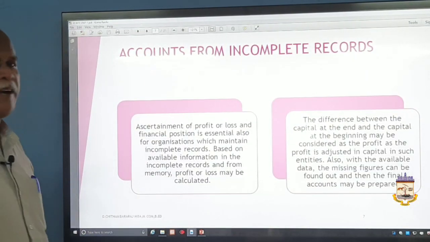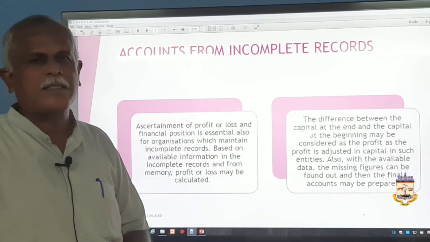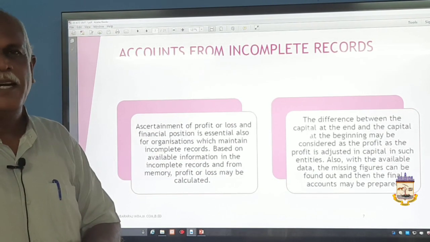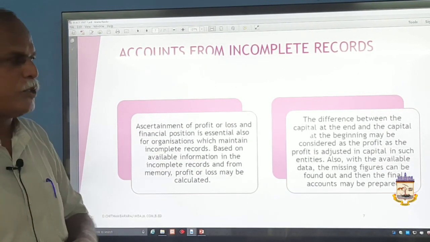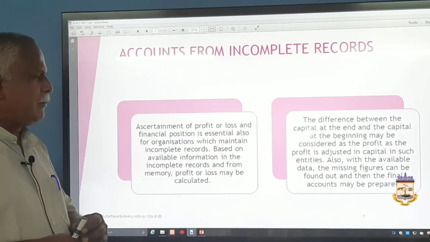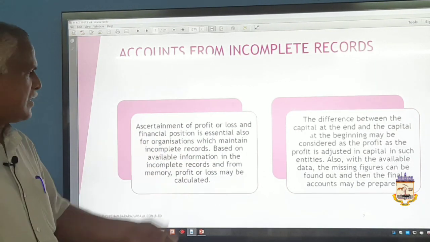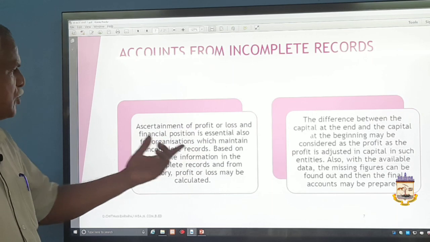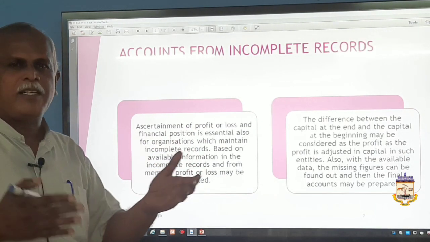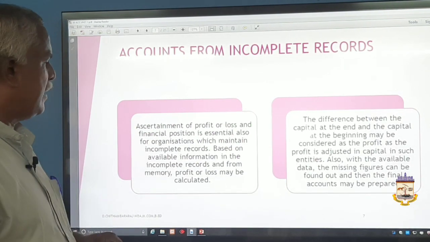How do you find out profit and loss if accounts are maintained under incomplete records? We have to find out, because the businessman cannot switch over to the double entry system. Small businesses cannot switch over. So how do they find out the profit or loss and financial position of the business? Based on the available information, whatever information we have, we prepare the profit or loss and balance sheet.